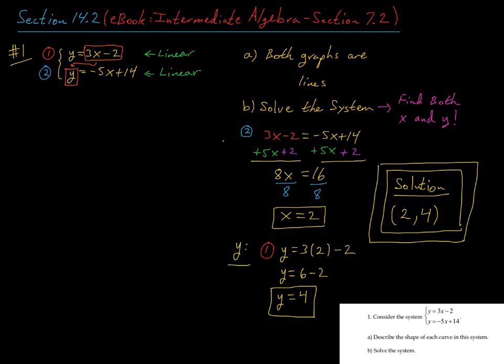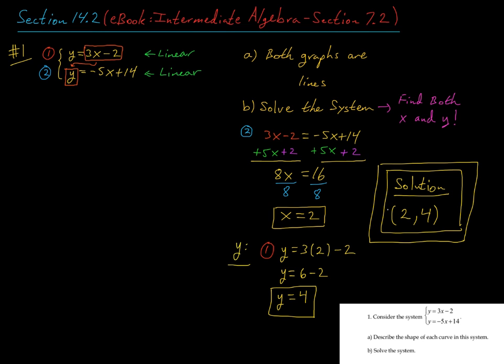The other comments I want to make are, one, we could check our answer easily by just plugging in 2 for x and 4 for y and verify that these values make both equations 1 and 2 true. So let's just do a quick check there. So if I plug in 2 for x, I'm going to get, well, 3 times 2 is 6, minus 2 is 4 for y. So that works. If I plug 2 in for x in equation 2, I'll get minus 10, because it's minus 5 times 2. And minus 10 plus 14 is, again, 4 for y.